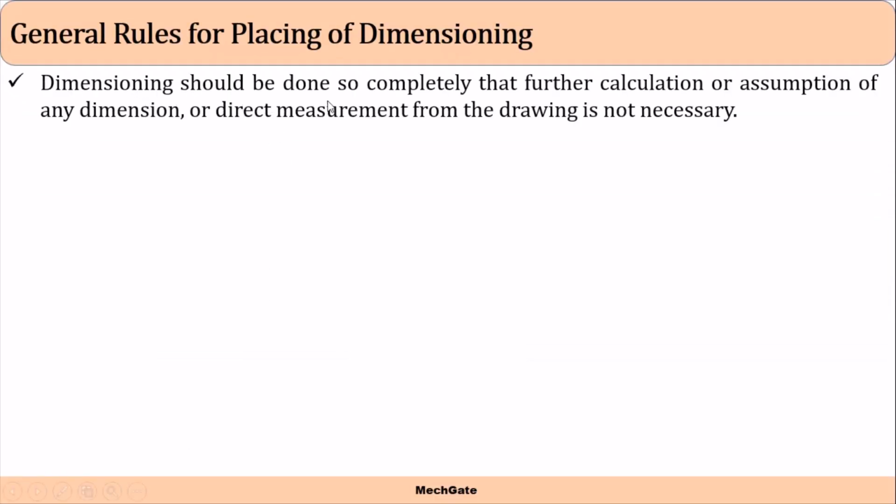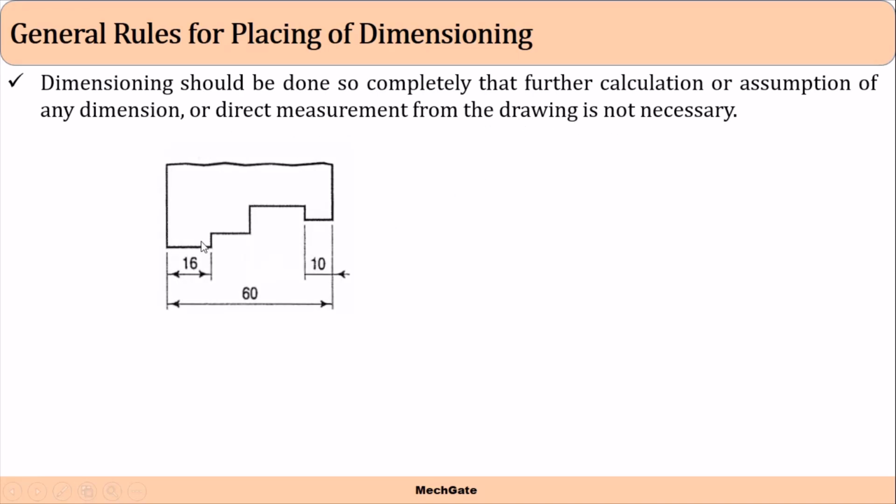Now there are general rules for placing of dimensions. Dimensioning should be done so completely that further calculation or assumption of any dimension or direct measurement from the drawing is not necessary, right? So you see this drawing, we cannot have information about this length of this part and length of this part, right? So from a manufacturing point of view, we have to assume this dimension, isn't it?